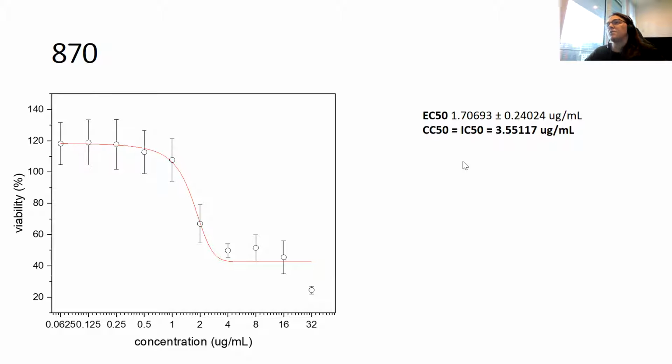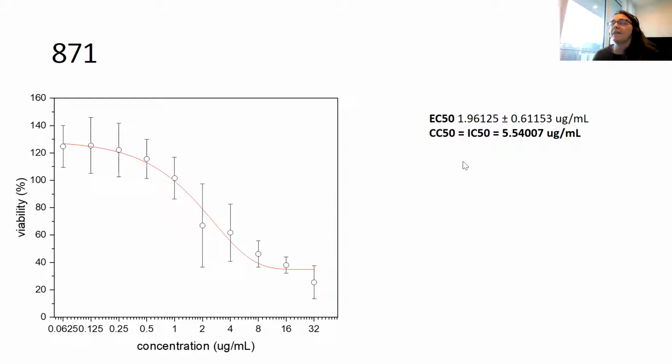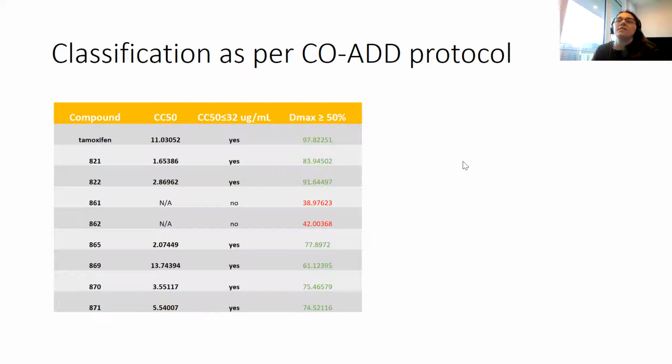870, again, quite potent, less potent than 822 and 865, but still potent. We observe 50% kill. And 871, slightly less potent than 870, but still potent enough, I guess. So this is, I guess, the summary.